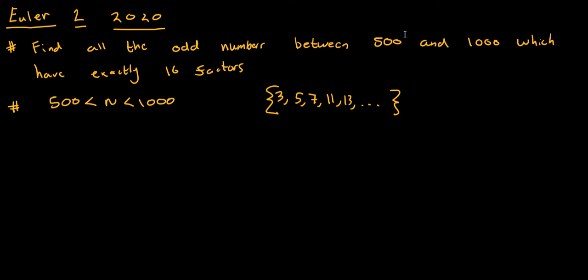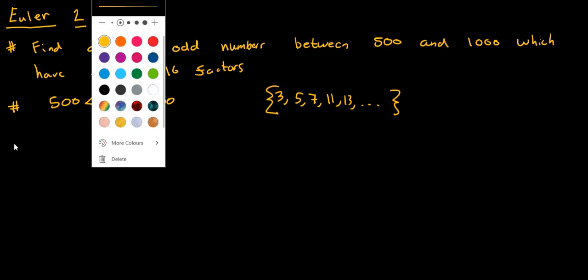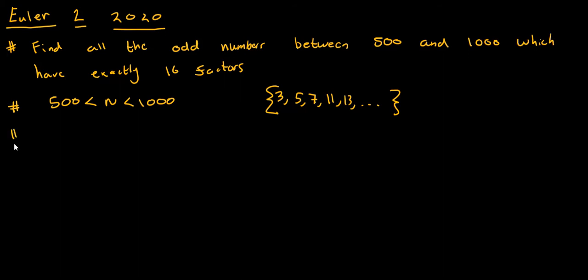This is a brief video setting out Euler Problem 2 from 2020. The problem was: find all the odd numbers between 500 and 1000 which have exactly 16 factors. So we are obeying this inequality for our number n, or numbers, and there's an important theorem you need to know about powers, which I'm going to cover very shortly.